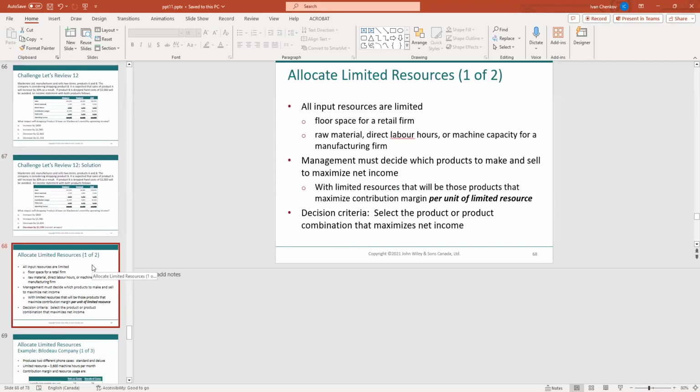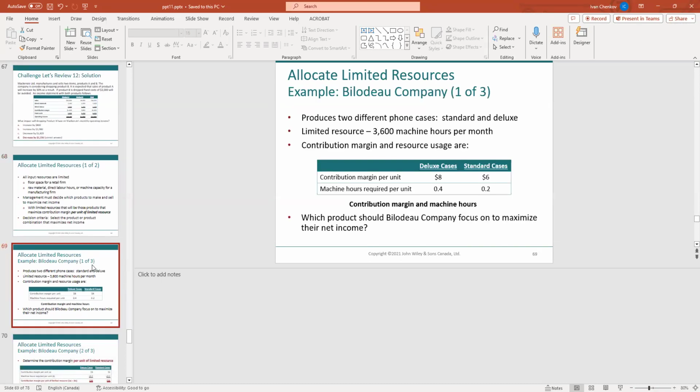Now, allocate limited resources. That's another interesting thing. What are we going to do when we have limited resources? Let's say the floor space for rental, raw material, direct labor, or anything may be limited. Management has to decide which product to make and sell to maximize the net income. With limited resources, that will be the product that maximizes the contribution margin per unit of the limited resource. The decision criteria is to select the product or combination of products that maximizes the net income.